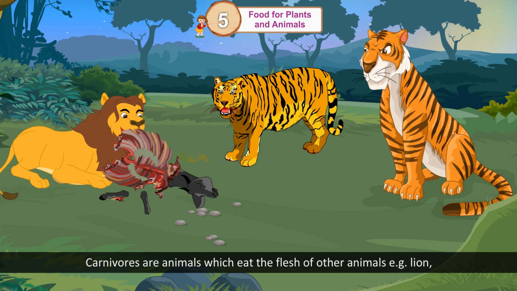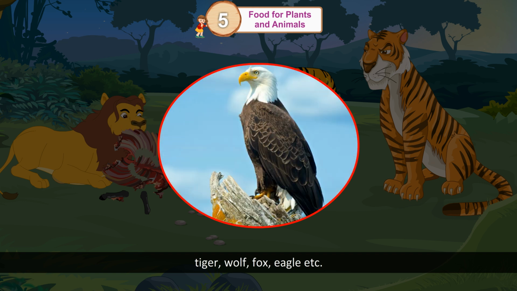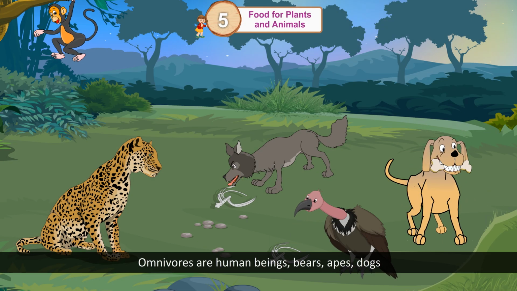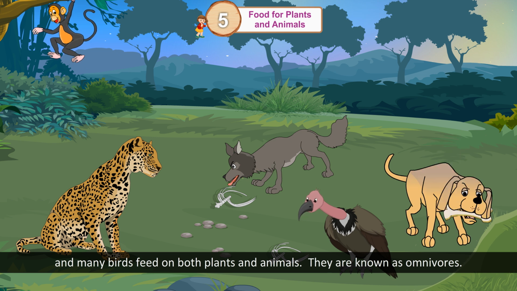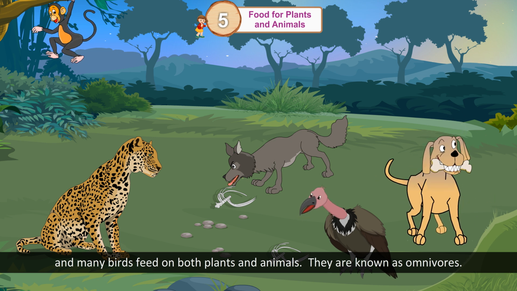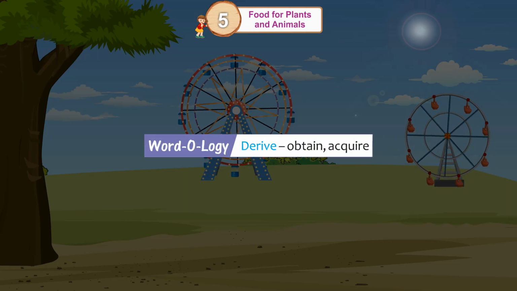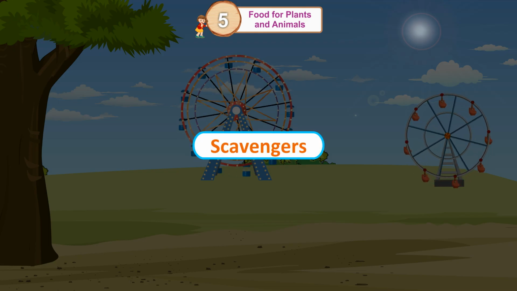Carnivores. Carnivores are animals which eat the flesh of other animals, for example lion, tiger, wolf, fox, eagle, etc. Omnivores. Human beings, bears, apes, dogs, and many birds feed on both plants and animals. They are known as omnivores. Wordology: derive, obtain, acquire. There are two more important categories of animals.